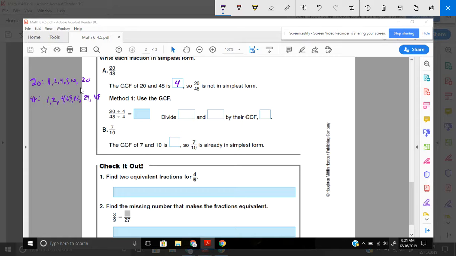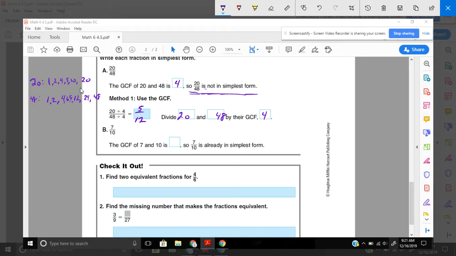Okay? So you see, it's not in simplest form. Remember, if it was in simplest form, 1 would be the greatest common factor. So we're going to divide each of them by 4. 20 divided by 4 would give me 5. And 48 divided by 4 would give me 12. Divide 20 and 48 by their greatest common factor, 4. Exactly what we did right here. All right, so 5/12 would be our answer.